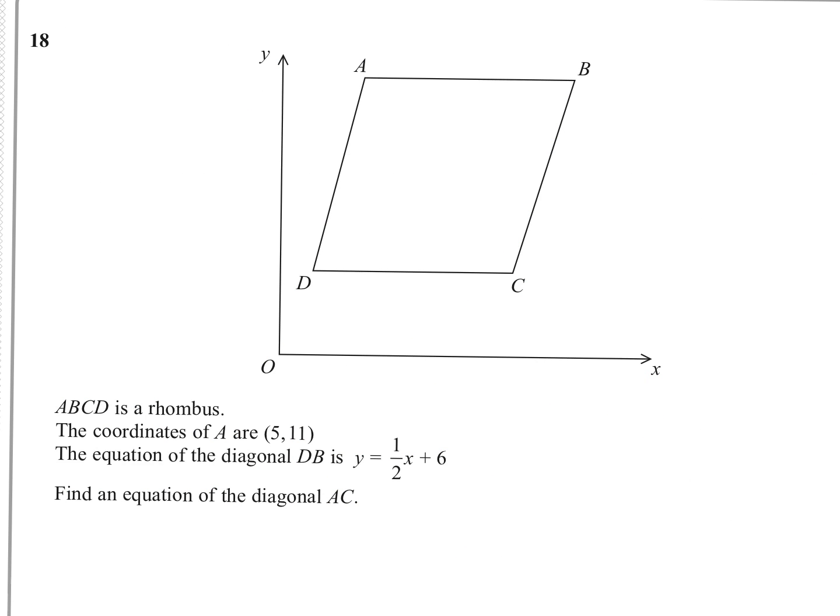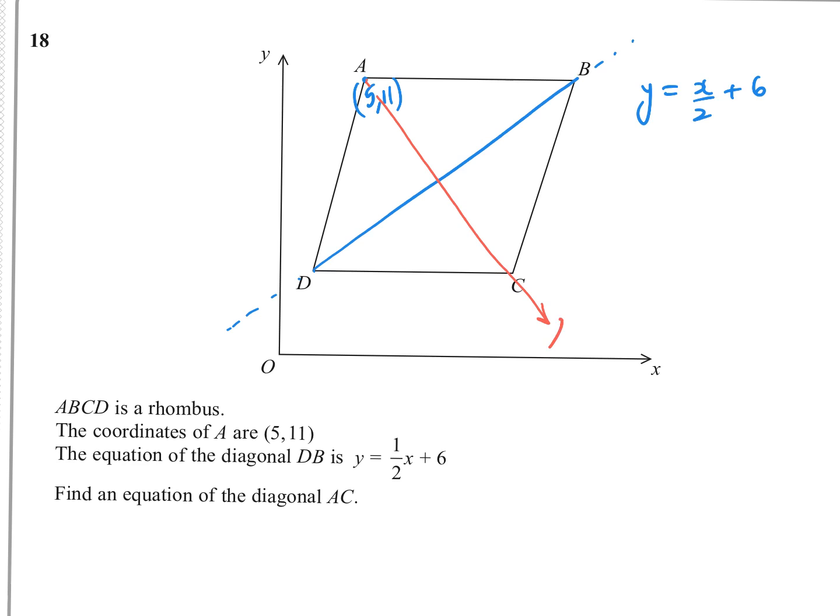Question 18. We're given that ABCD is a rhombus, and we're given the coordinates of A are 5, 11, and we're given the equation of the diagonal DB, so this line just goes on forever through DB, is y equals a half x plus 6. Find an equation for the diagonal A through to C. Okay, so we want this line here.